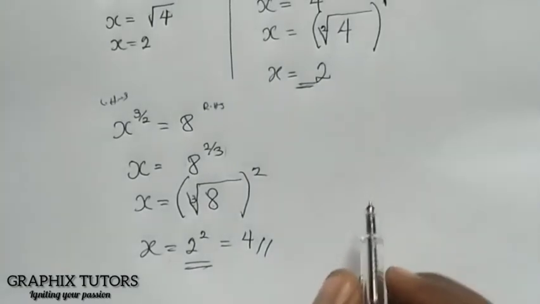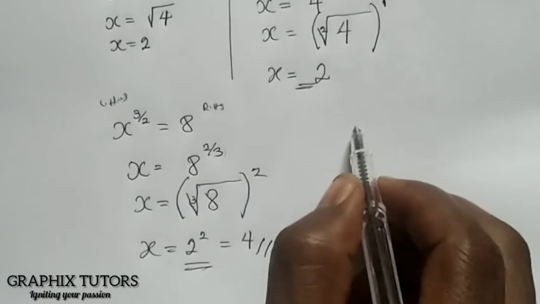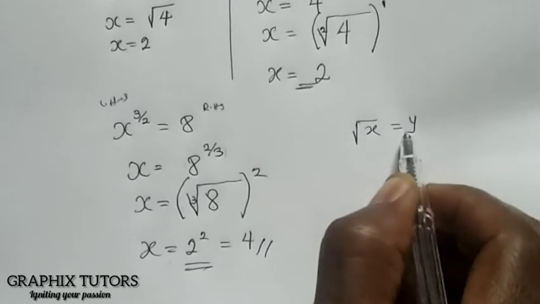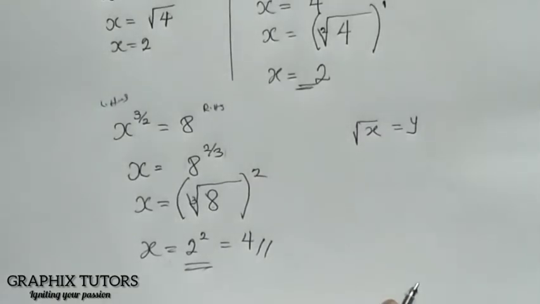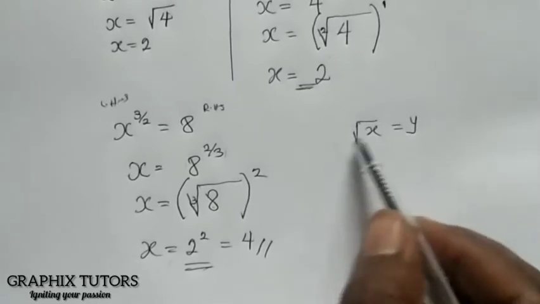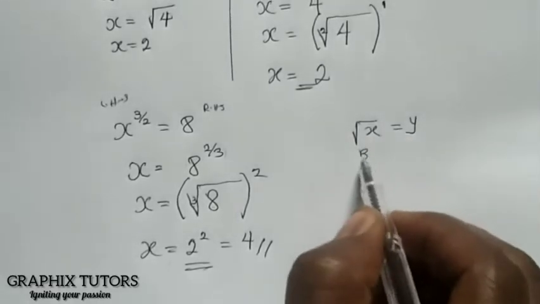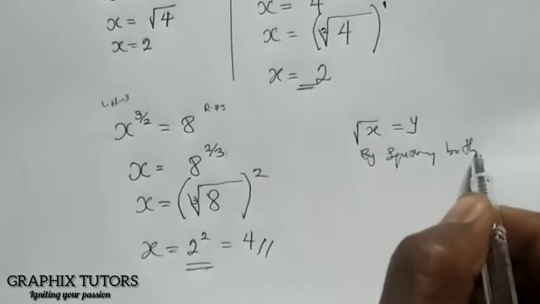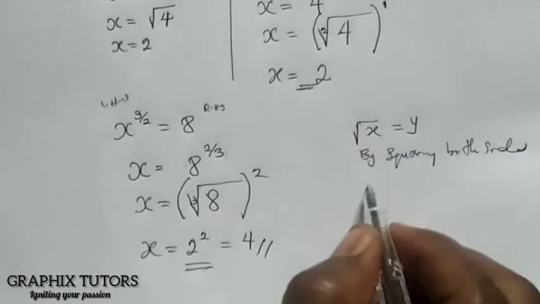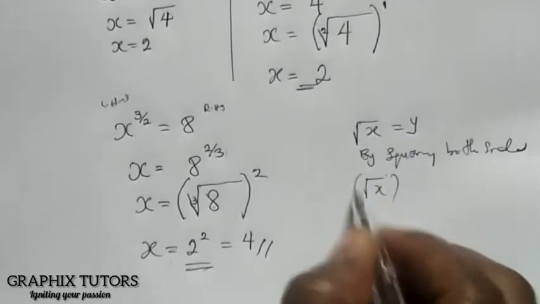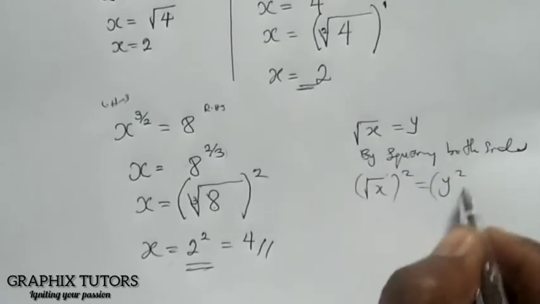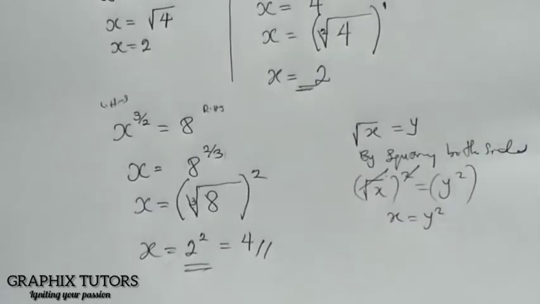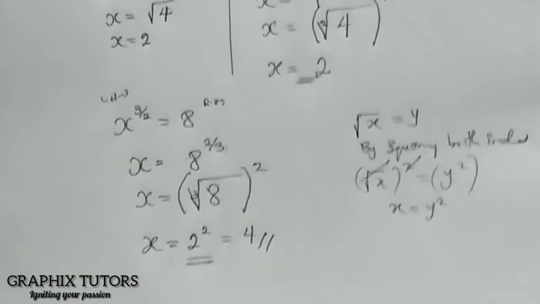Let's take this also. Another illustration. If I have the root of x equal to y, what you do is this. You square both sides. By squaring both sides, you'll have the square root of x squared is equal to y squared. Square will cancel square root, and x is equal to y squared. Are we together?